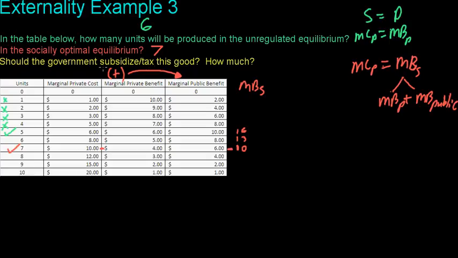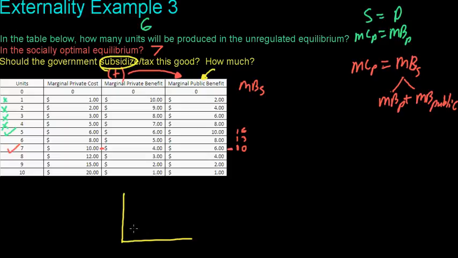Then should the government subsidize or tax this good? Well, it should subsidize it because it has a marginal public benefit that is not incorporated in the market, that is not internalized in the market. And then it should subsidize it by $6 per unit. And the way that we see that is that at 7, so I'm just going to go ahead and draw this diagram right here because I think it makes a lot more sense graphically.